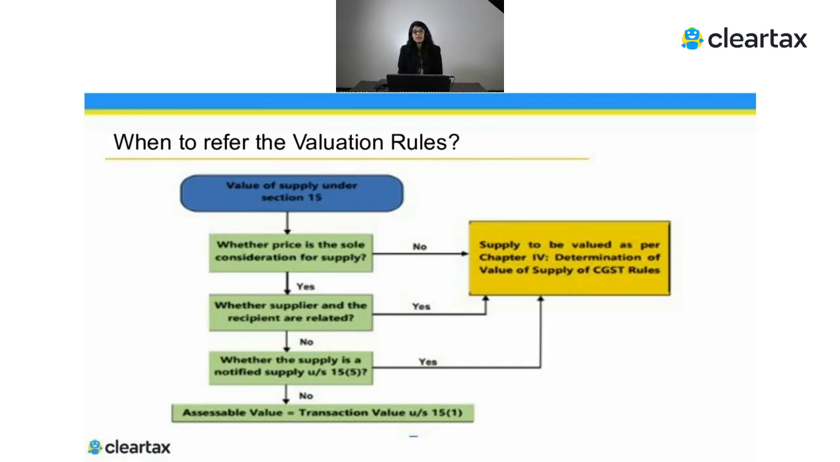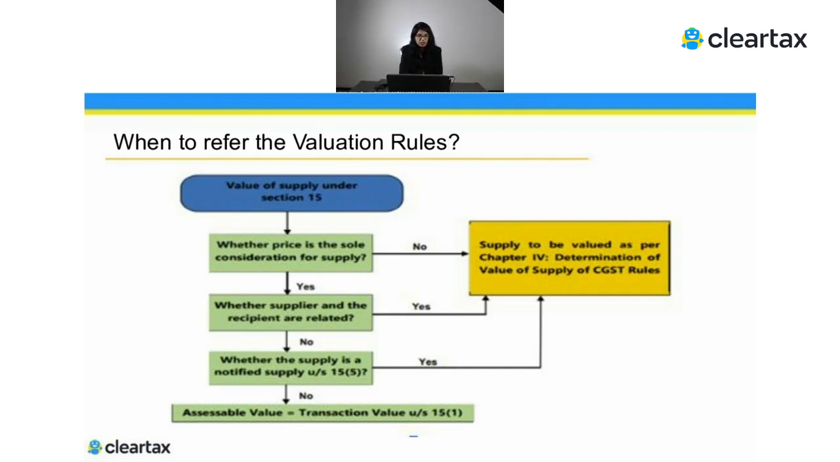But one point, that the other party should have reversed the ITC which he has already claimed on this particular transaction. When we have to actually apply the valuation rule, because we understood about the transaction value, and we also understood that when the transaction is between unrelated parties and the price is the sole consideration, in this particular case we are going to use the normal section number 15, which was very clear, which is nothing but transaction value. Now the question comes in, when to use this.